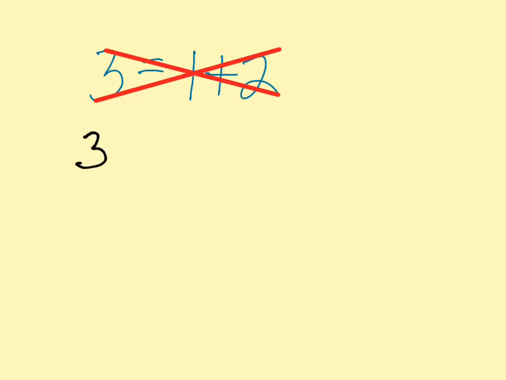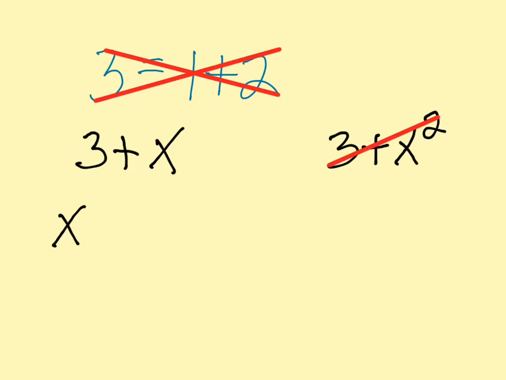So we have 3 plus x is linear. That is a linear expression. But 3 plus x squared is not a linear expression because that x has a squared on it. X by itself is a linear expression, and technically 3 by itself is a linear expression, but it's kind of a special one because it doesn't even have an x in it. So we're just looking for things that have x in it.